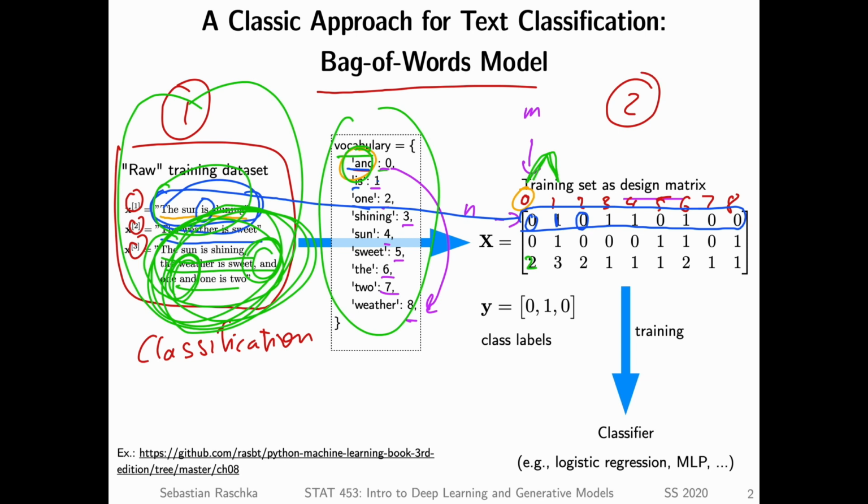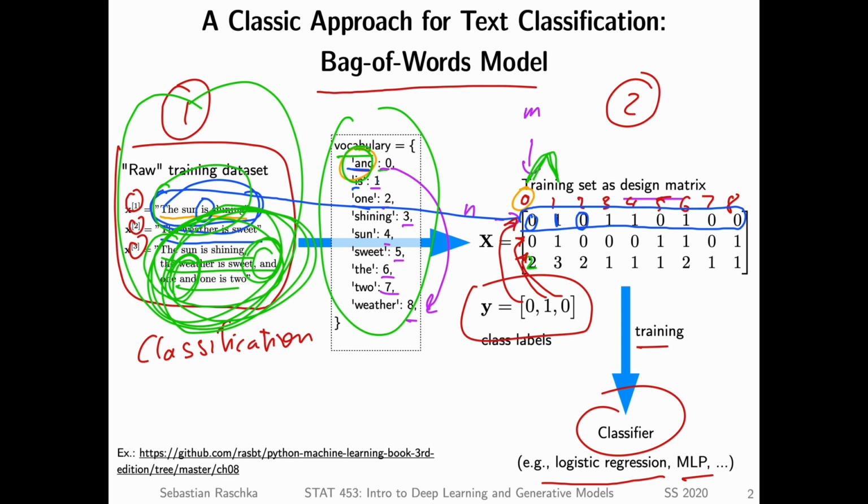So now we created this design matrix. We would use that then, like in a normal classic way, to train the model. We have then usually some class labels, just calling them 0 and 1 for simplicity. So 0 for the first training example, 1 for the second one, and 0 again for the third one. And then I'm using this as input for training a classifier, such as, for example, the multilayer perceptron we talked about earlier, or logistic regression.